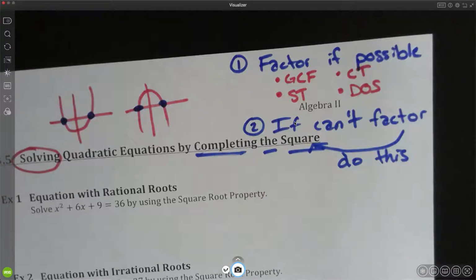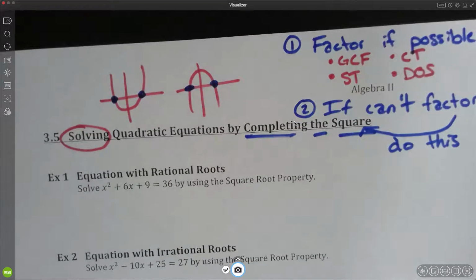You'll like this. This is not too bad. Okay? So yes, you're right. You can graph and find those zeros that way, but I don't want to graph all the time. I just want to find them. So this is completing the square.